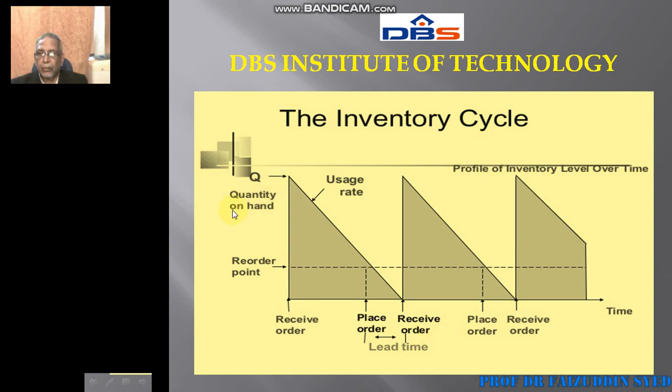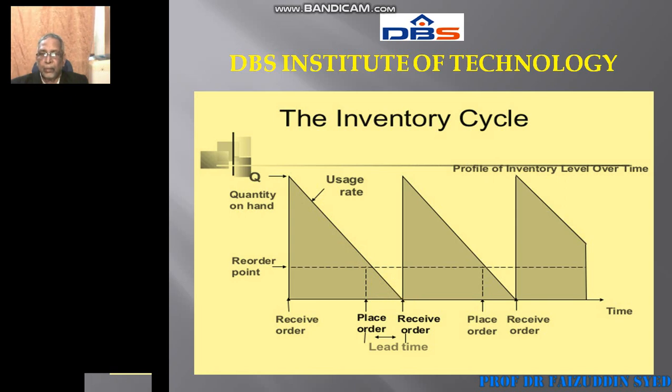So the Q is on the top. We first order the material, this much quantity at Q, that is the top point of this triangle. When you are using the material continuously every day, the materials get exhausted, and slowly it makes a slope and comes to the x-axis line.